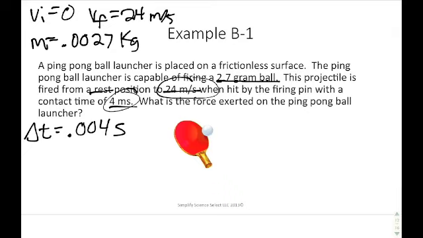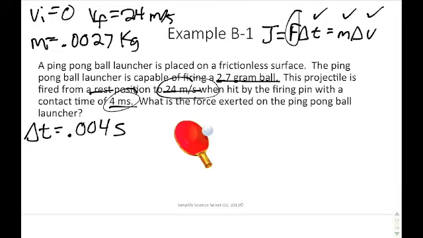Now this question says, what is the force exerted on the ping pong ball by the launcher? So we're trying to solve for force, and we're going to use our impulse momentum equation, J equals F delta t equals m delta v. I can use any variations of these formulas. I have some information that would give me change in velocity, some that gives me mass, and some that gives me time. What I'm trying to solve for is F in this case. So the two parts of the equation that I want to use are these two.